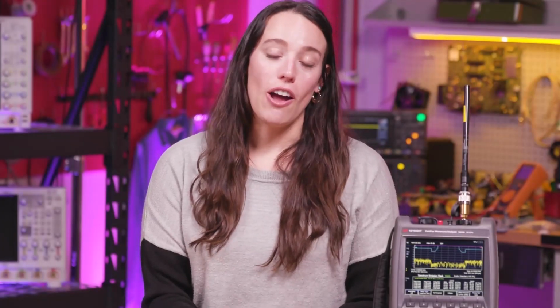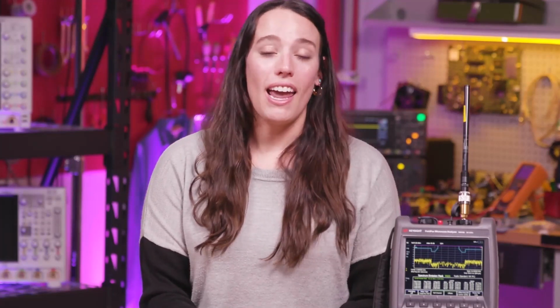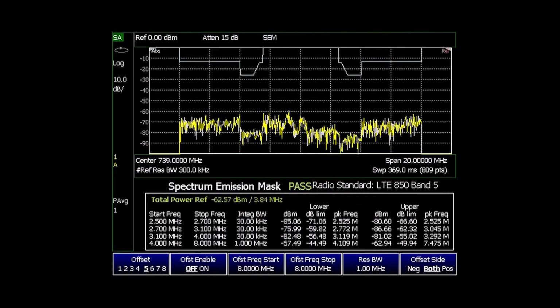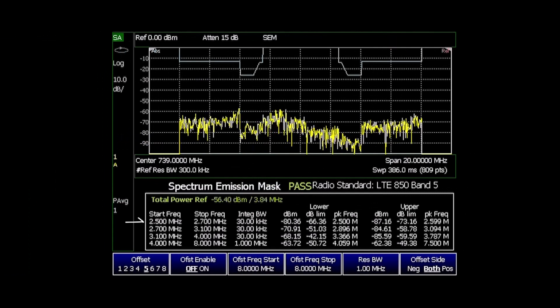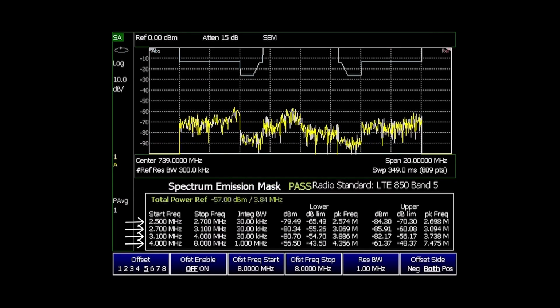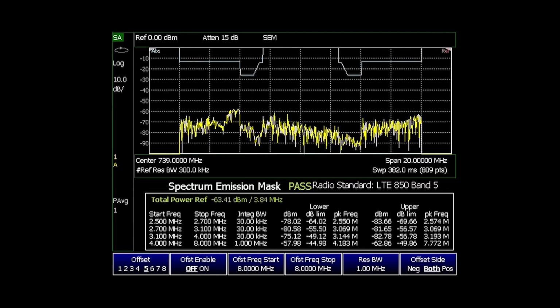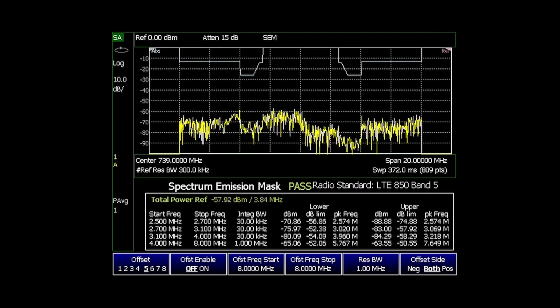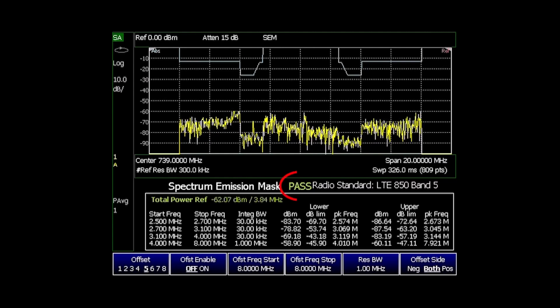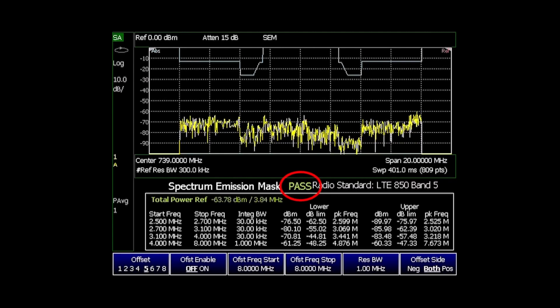Like adjacent power and occupied bandwidth, spectrum emission mask, or SEM, measurements are important to verify power leakage too. Since ACP and occupied bandwidth measurements use integrated power, they don't detect the emissions at each frequency band. SEM looks at power levels at specific frequencies and offsets rather than integrating across the entire band. SEM measurements on a handheld spectrum analyzer help you visualize channel limits and determine compliance for your spread spectrum signals.